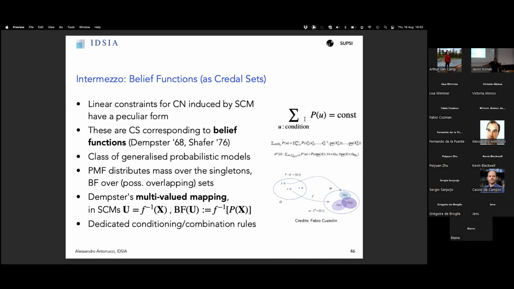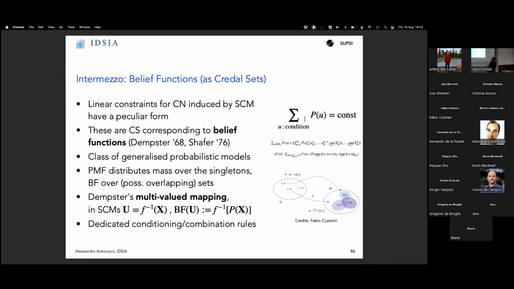You will kill me because my definition is very quick and dirty, but let's say a probability mass function is distributing the mass of probability over the different singletons. A belief function is distributing the probability mass over subsets, not only singletons, and these subsets can be overlapping.